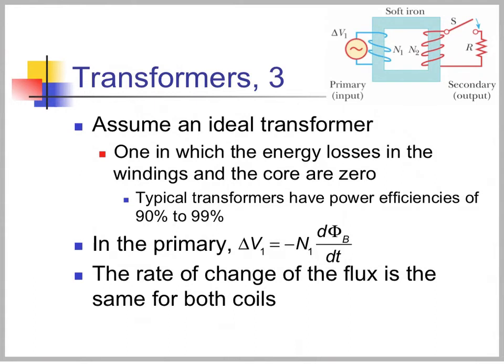So, in the primary, delta V1 is equal to minus N1 d flux dt. The rate of change of the flux, though, is the same for both coils since the magnetic field goes through both.